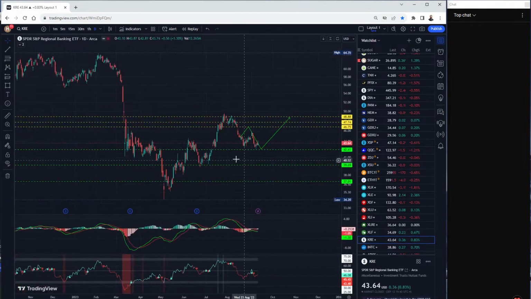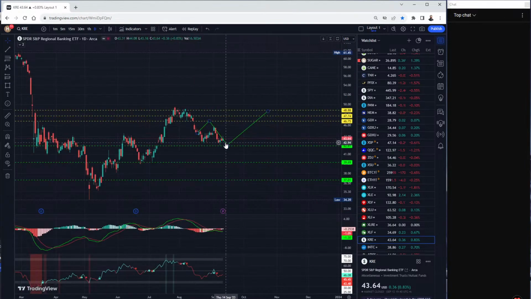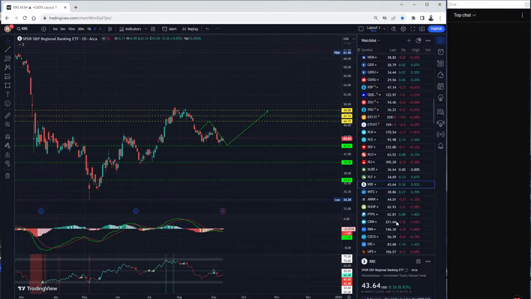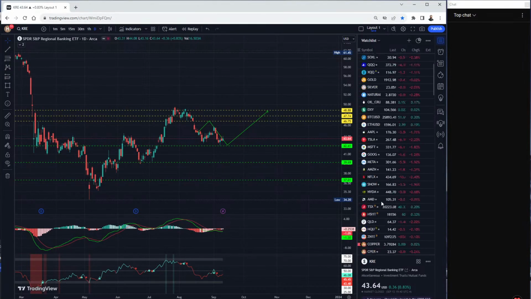KRE regional bank ETF coming to this support. There's a gap here, so look for that gap to fill before it goes higher. And yeah, I think that's about it.